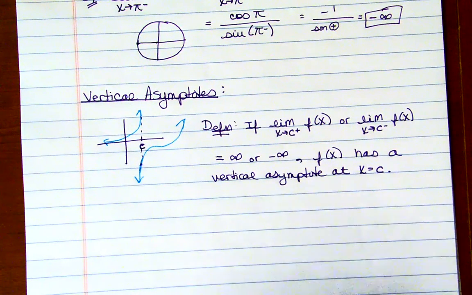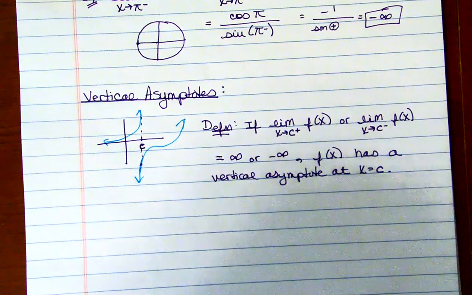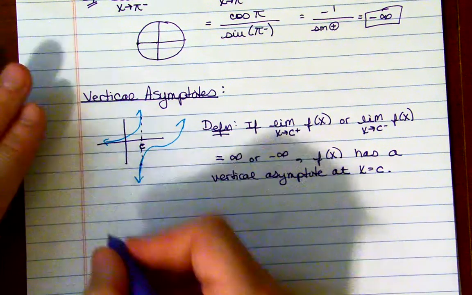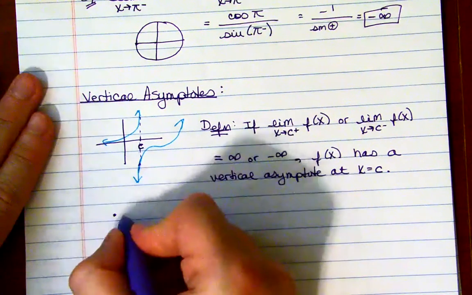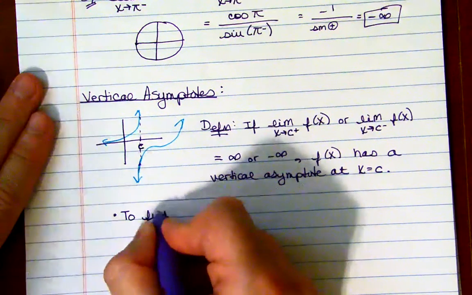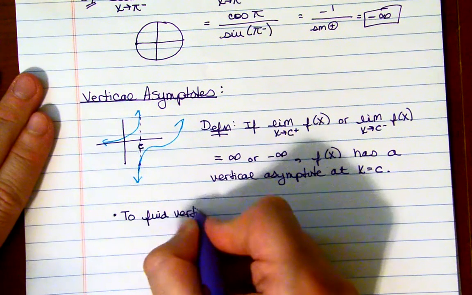If we do a one-sided limit of f of x and we get infinity or negative infinity, f of x will have a vertical asymptote at x equals c. To actually find these in practice, though, there's a much simpler way to deal with this. We're going to say, to find vertical asymptotes.